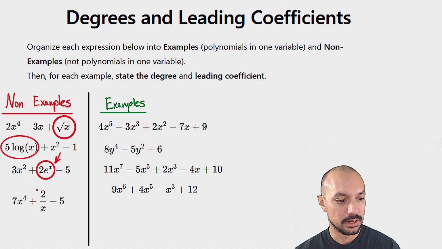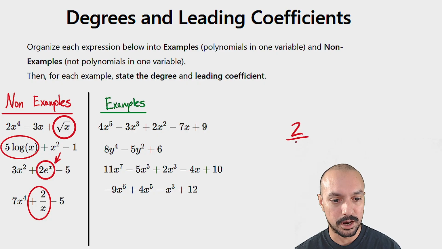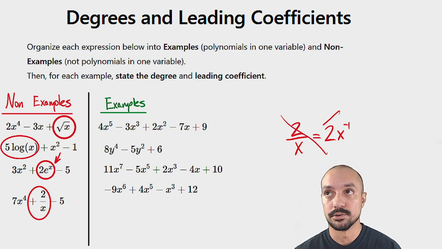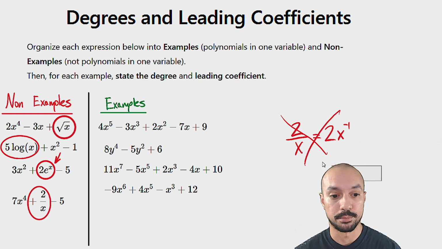And last but not least, having variables in the denominator, that's going to be another red flag. Variables in our denominator could be represented as negative exponents, so that's also going to prevent us from being considered a polynomial.